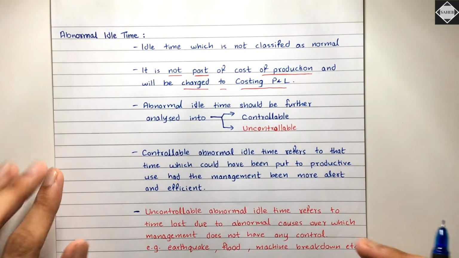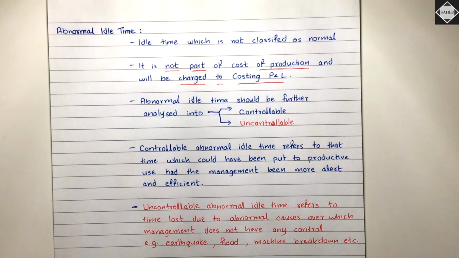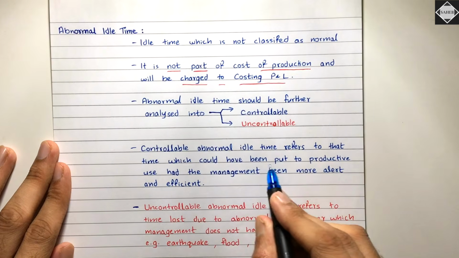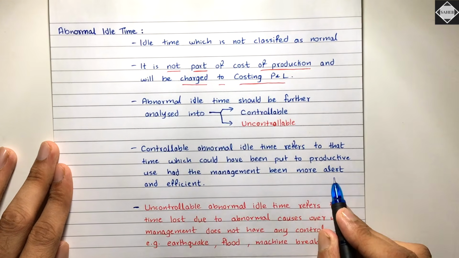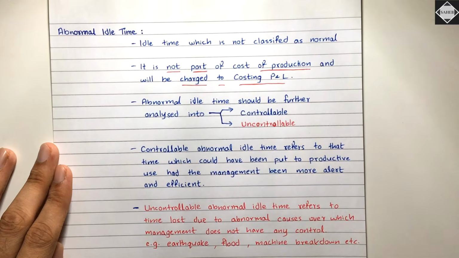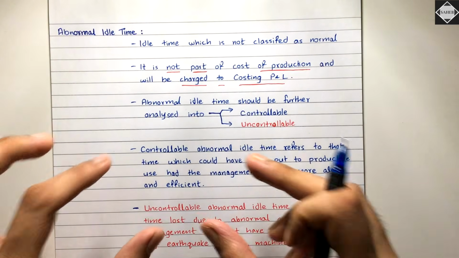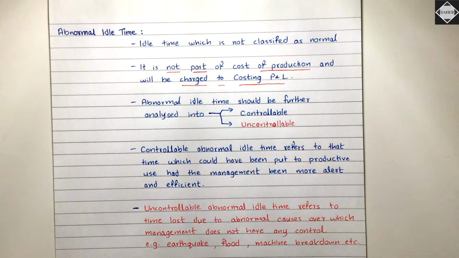Is that clear? Controllable means management is responsible for it and management can reduce it. Controllable abnormal idle time refers to that time which could have been put to productive use had the management been more alert and efficient. Because of poor management, this abnormal idle time has been caused. So it is controllable. Management has to identify, analyze, work on that and control it. Is it clear?